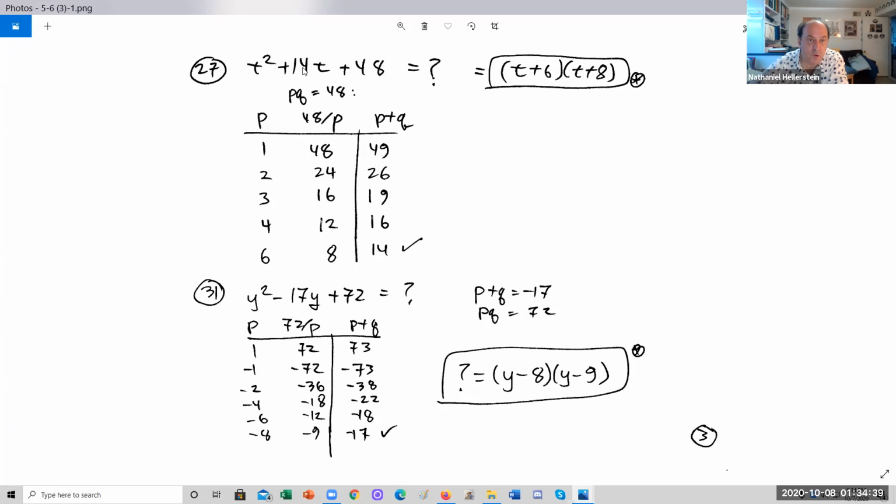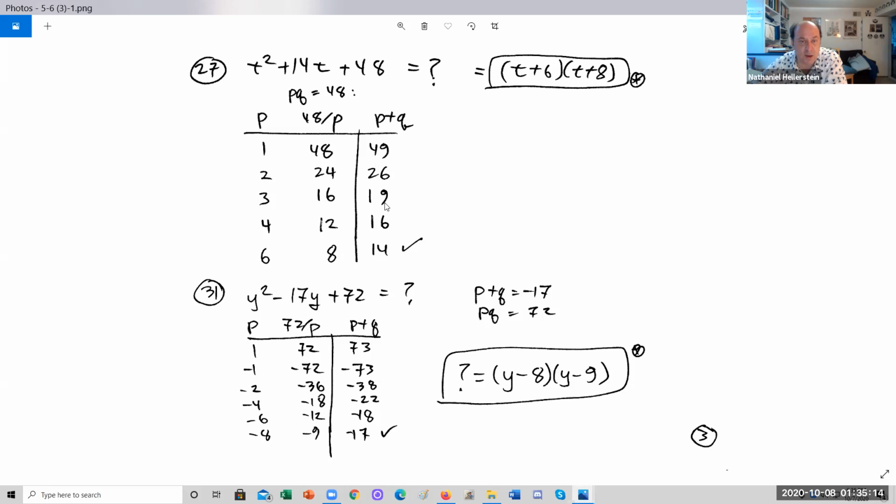t squared plus 14t plus 48. Their product is 48. Their sum should be 14. So whatever p is, q is 48 over p, because their product is 48. And then we'll try values of p and find what p plus q is. If p is 1, then q is 48, and these add up to 49. Not quite. If p is 2, then 48 over 2 is 24. 2 plus 24 is 26. Closer, but not quite. If p is 3, then 48 over 3 is 16.